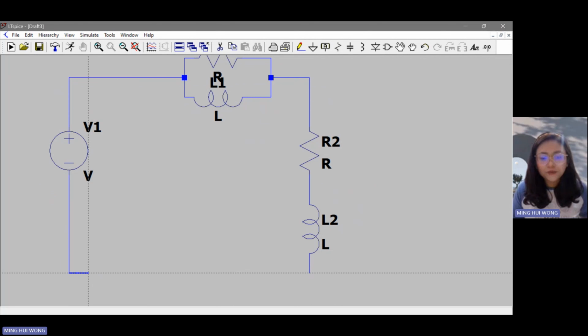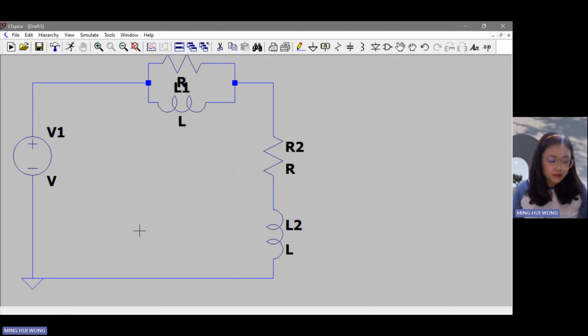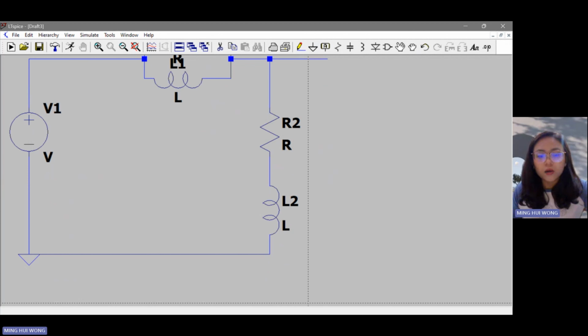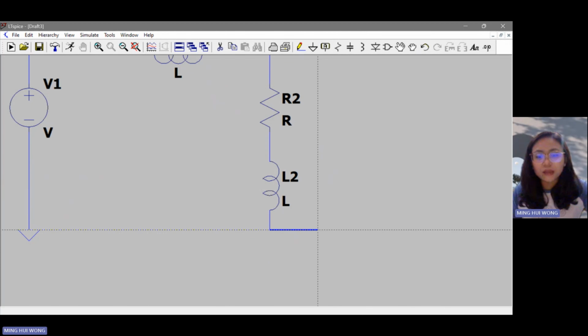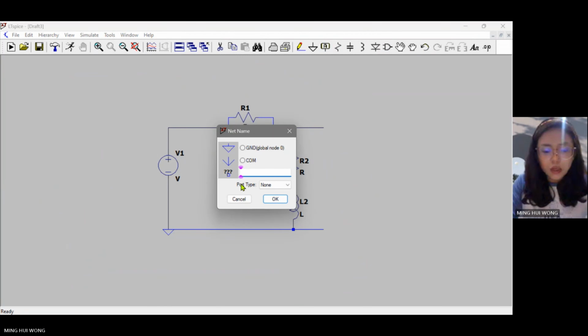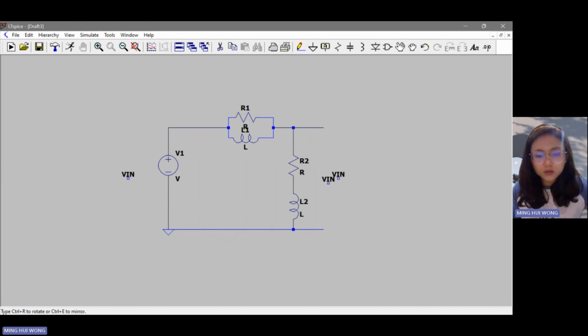Don't forget to put the ground. If we do not put the ground, it cannot work. Please keep that in mind. After that I want to label the circuit so that we can clearly see the difference. I put input first, and then output.